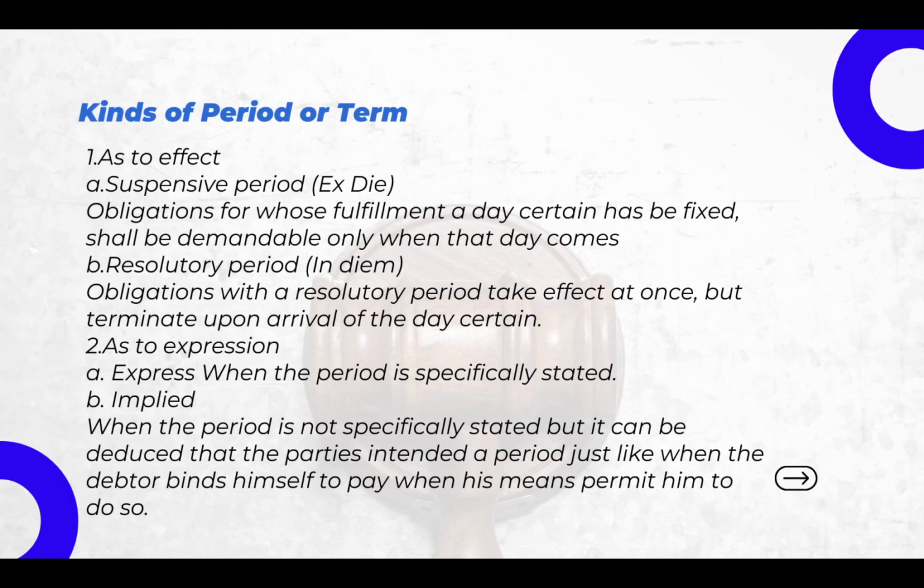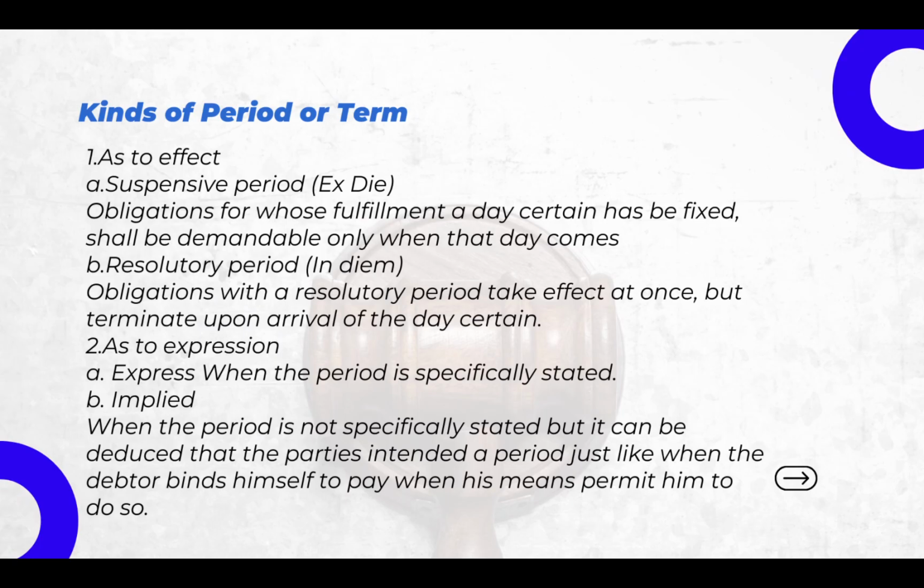As to different kinds of period, as to effect, there is suspensive period. Ito yung tinatawag nating ex die. Resolutory is in diem. Obligations for whose fulfillment a day certain has been fixed shall be demandable only when the day comes. Ito yung suspensive. Di ba? Yung resolutory is different because yung resolutory, it takes effect at once. Di ba? Meron na kaagad obligasyon na nagawa. Okay? Pero na-terminate to once the arrival of the day certain.